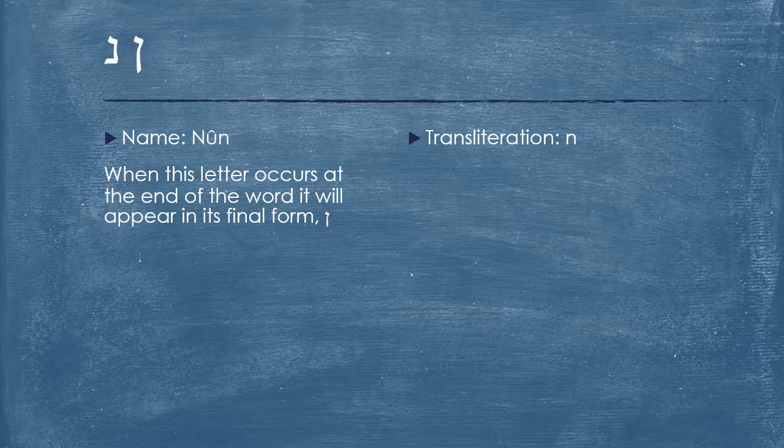The next letter is Nun. It makes an N sound, as in nosy or no one. On the left over here, that's what you will find in the middle of a word or at the beginning. And over here on the right, that is the final form. When you find a nun at the end of a word, it will take that form.